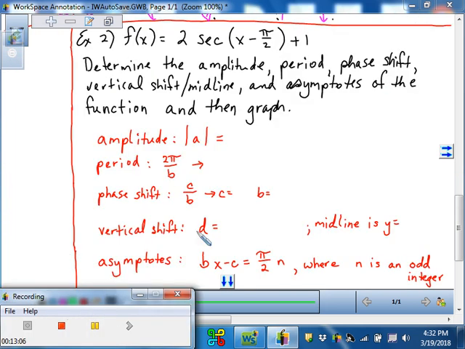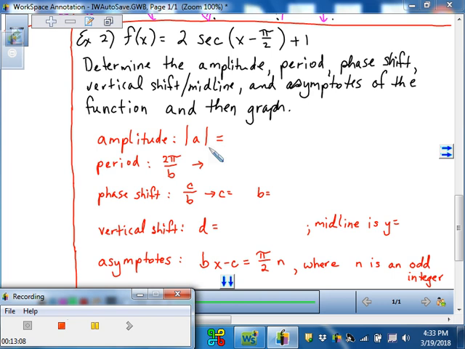Okay, example number 2. F of x is equal to 2 secant of x minus pi over 2, plus 1. We want to determine the amplitude, period, phase shift, vertical shift, midline, and asymptotes of the function, and then graph it. So we've got 2 secant of x minus pi over 2 plus 1.